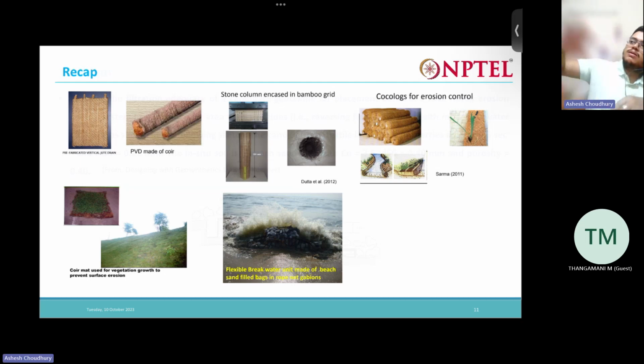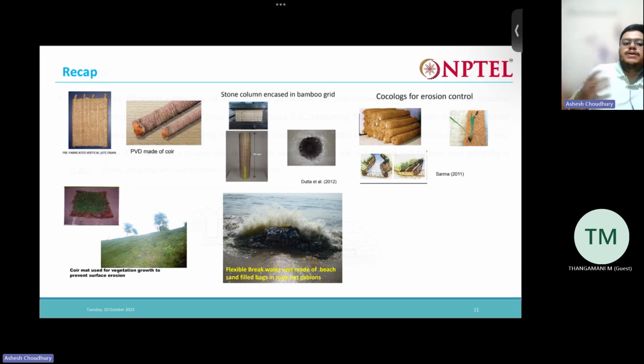What happened when we put that synthetic geotextile? It is seen that it does not aid the growth of natural vegetation that much, because it's plastic, so vegetation cannot get a hold over it.